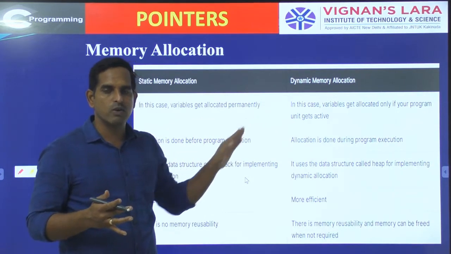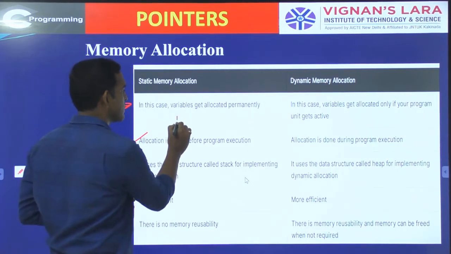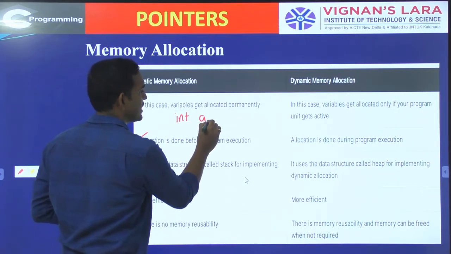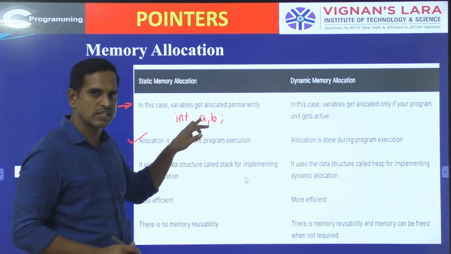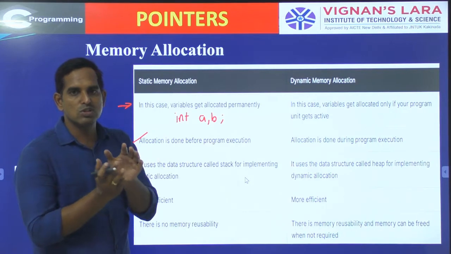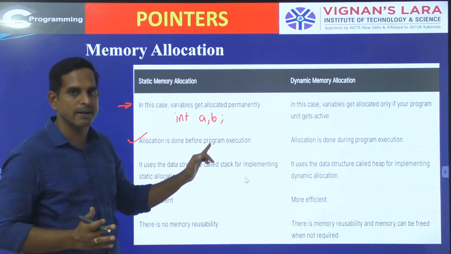So the first important point is, during the static memory allocation, the variables will get allocated permanently. Whatever memory you are allocating, for example, you are declaring variables. So far you have been declaring variables like this. The variables will get the allocation of memory, that is 4 bytes and 4 bytes. Those 8 bytes of memory will be allocated permanently for A and B.